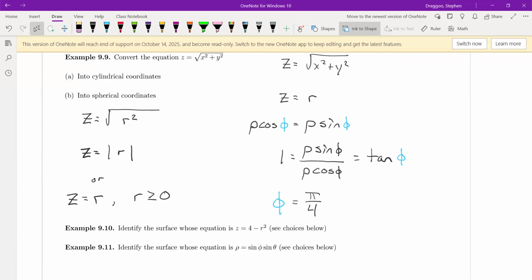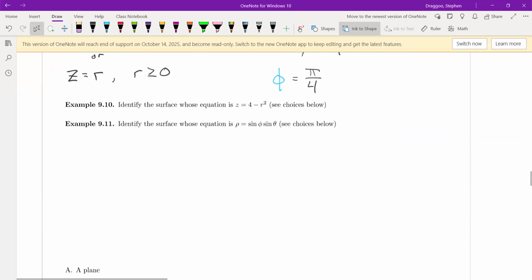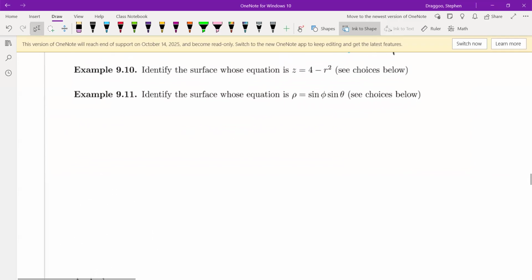And why don't we identify a couple of surfaces from their cylindrical and spherical equations? In particular, we're going to choose from the options listed here, A through E: a plane, one of the two types of paraboloids, a cylinder, or possibly a sphere. So let's try that. Starting with z equals 4 minus r squared.